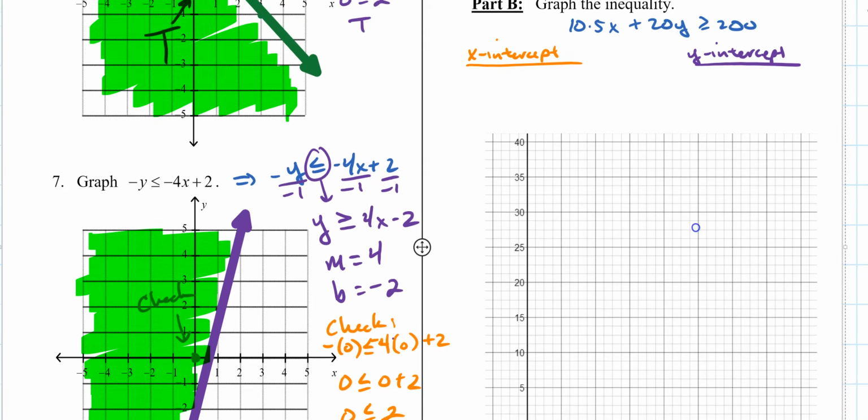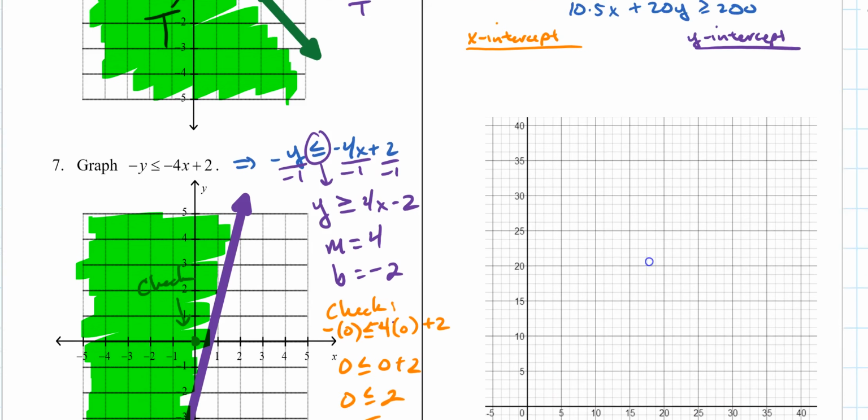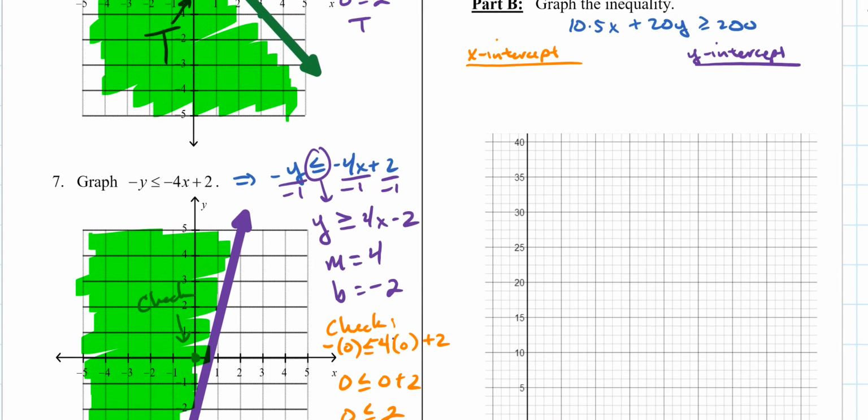So the x-intercept in this case means that's going to be down here on the x-axis. It's somewhere along this line. Well, that would be x is my t-shirts. That means I only sold t-shirts. It means I did not sell any hoodies. Well, if I only sold t-shirts, I'd get $10.50 times x has to be greater than or equal to 200 because I didn't sell any hoodies, so I'm just selling t-shirts. So I would divide by 10.5 on both sides.